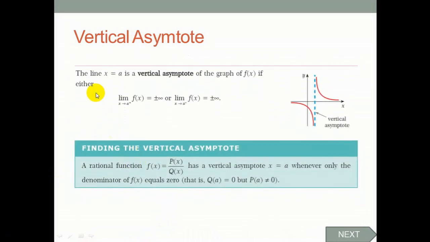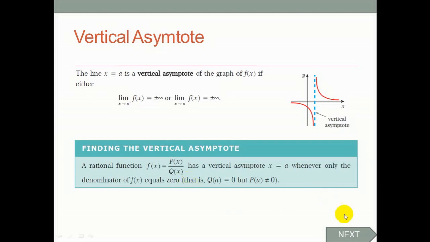The line x equals a is a vertical asymptote of the graph f(x) if the limit as x approaches a from the positive side and from the negative side of f(x) equals plus or minus infinity. In finding a vertical asymptote, the function needs to be a rational or fractional function. From here, you set the denominator equal to 0. That's the vertical asymptote.